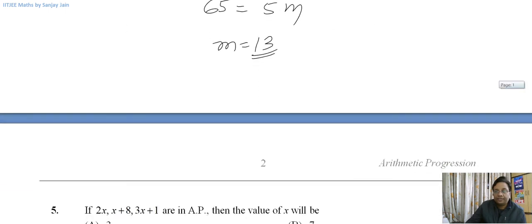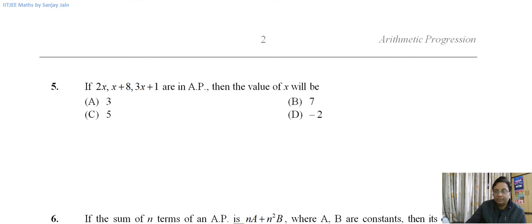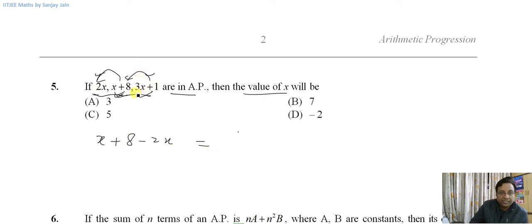If you think this is fast, then you can pause the video, try solving it yourself, then come back to it. These three numbers are in AP, find the value of x. We know when the numbers are in AP, this is just the average of these two numbers, right? Another way of looking at it is, this minus this will be equal to this minus this. So let us solve it this way. x plus 8 minus 2x is equal to 3x plus 1 minus (x plus 8). 3x plus 1 minus x minus 8 will make it 2x minus 7, right?